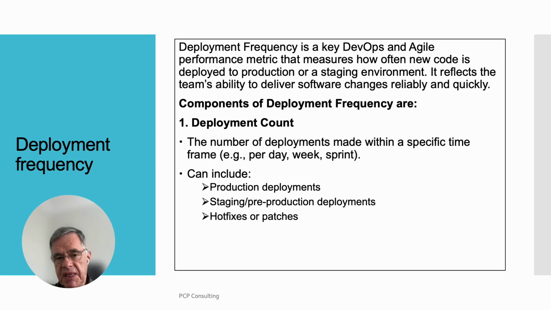Deployment frequency is a key DevOps and Agile performance metric that measures how often new code is deployed to production or a staging environment. It reflects the team's ability to deliver software changes reliably and quickly. Components of deployment frequency are deployment count, the number of deployments made within a specific time frame, for example, per day, week, sprint. Can include production deployments, staging, pre-production deployments, hotfixes, or patches.